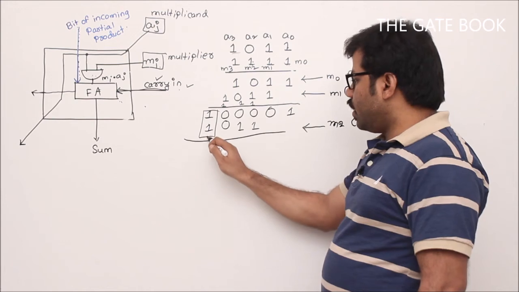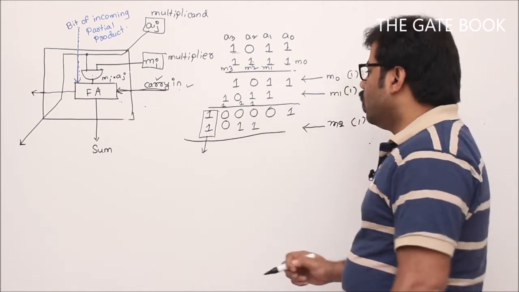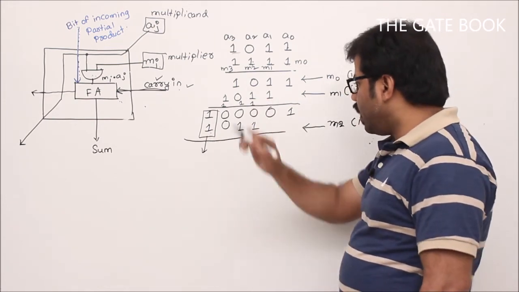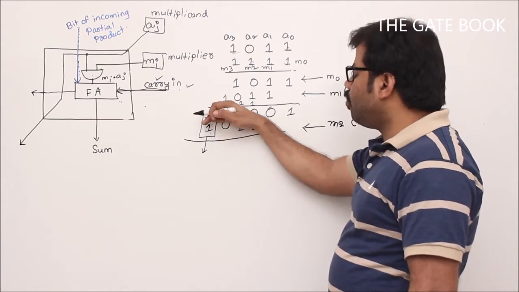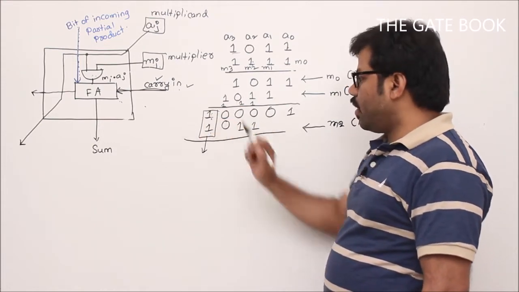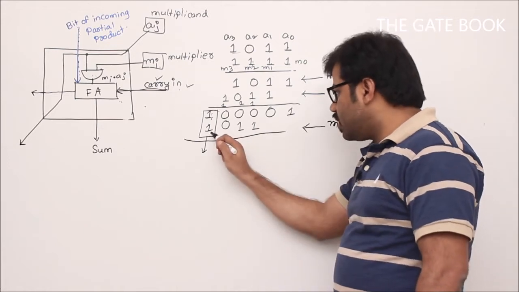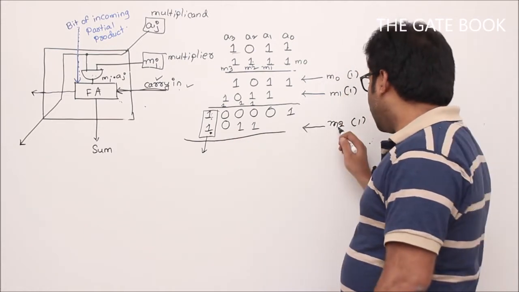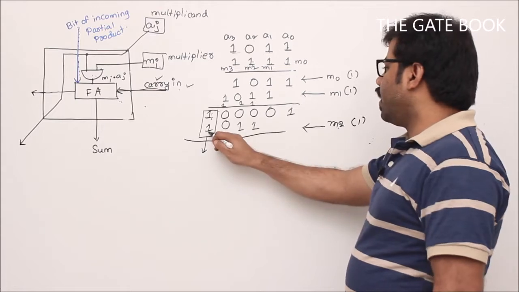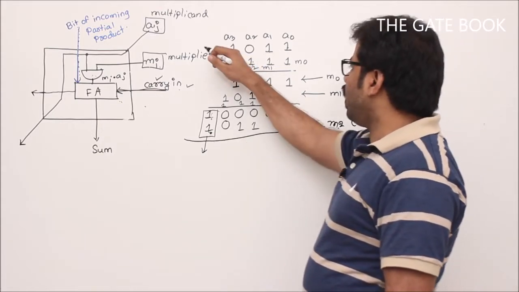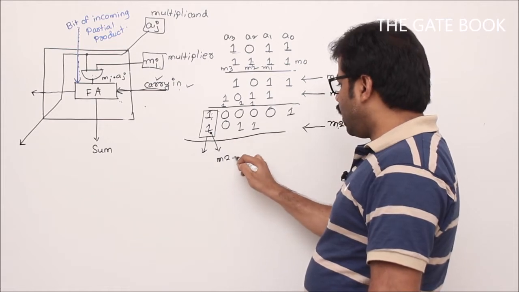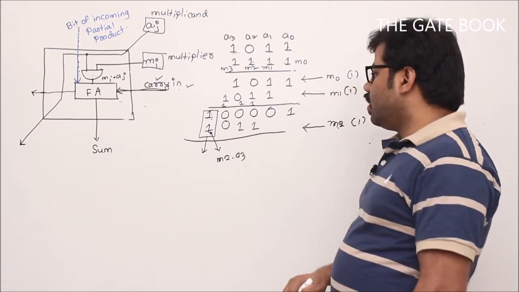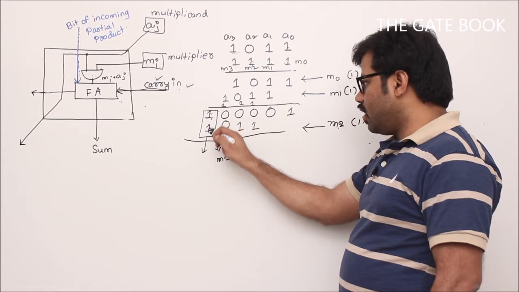Example here. Okay, so here I show. First thing, what are the things you are doing here? This is the incoming bit, which is coming from the previous partial product. Remember it. Apart from that, how did you get this bit? This bit you got because of m2 dot a3. So 1 is nothing but m2 dot a3. Once you get it, then what are you going to do? We are adding these two.